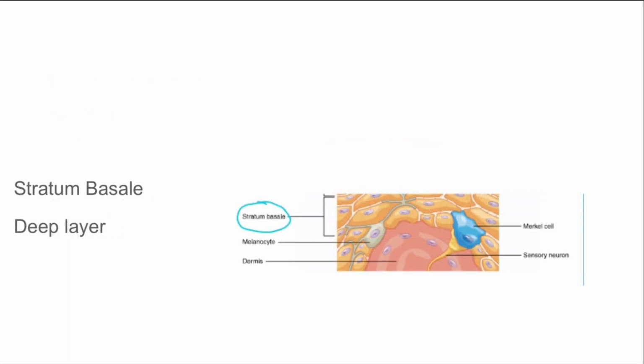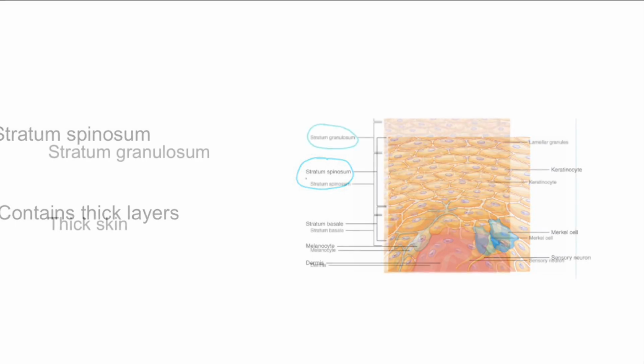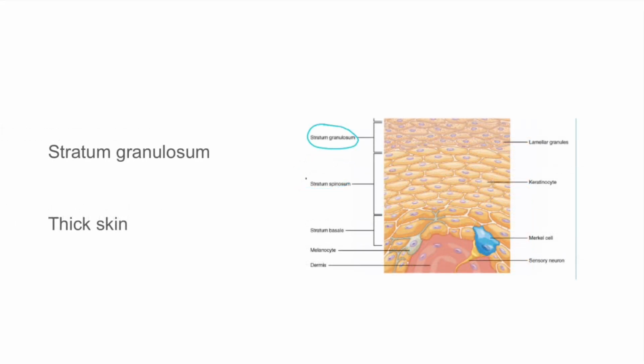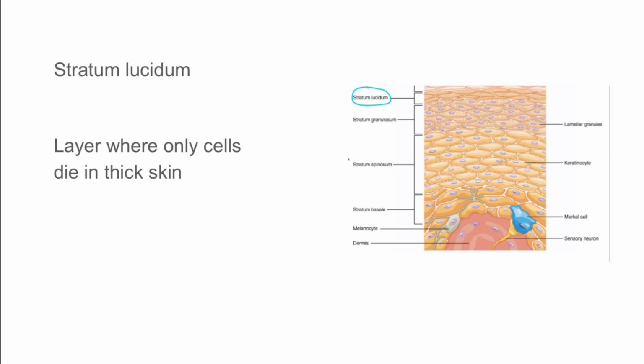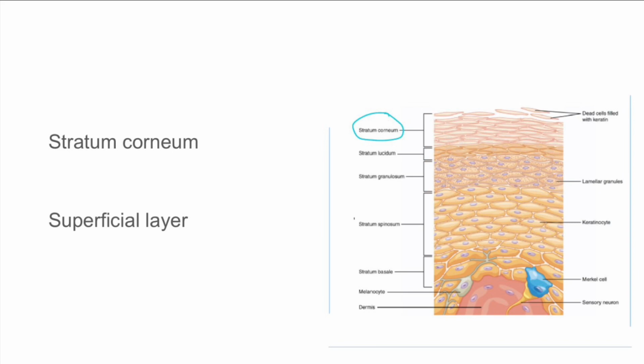Keratinocytes will die and fill with keratin as they reach the surface. The cells start at the bottom deep layer called stratum basale, where it pushes dividing cells to the next layer. Then they move up to the stratum spinosum, which contains several layers of thick skin. Stratum granulosum is next, which is mostly thick skin. Stratum lucidum is a layer found only in thick skin. Then they will reach the most superficial layer, named the stratum corneum.